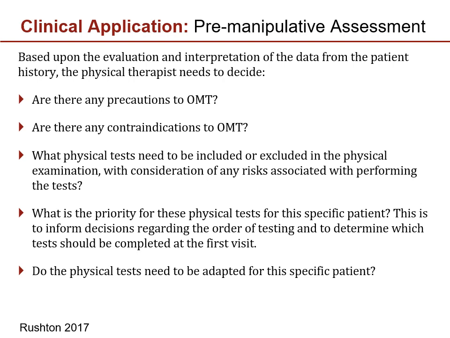Again, we had the decision making of, for instance, the neurological examination based upon the patient history and presentation. This is to inform the decision regarding the order of tests and to determine which tests should be completed at that first visit. And then, are the physical tests appropriate, or do they need to be adapted for your specific patient in question? And then finally, if all is well, you're considering your risk and benefit analysis as well as that shared decision making.